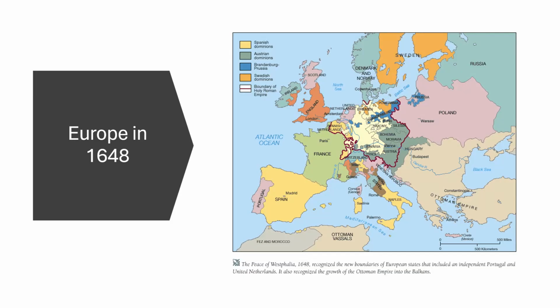So we recognize this map. This is Europe in 1648. I hope you guys notice, I'm going to use my arrow here. We see the Spanish Netherlands here. We see Spain. These are the Spanish areas.